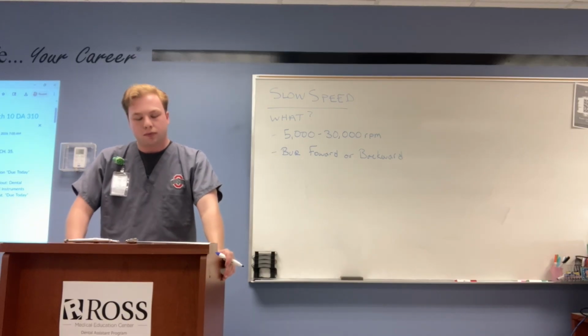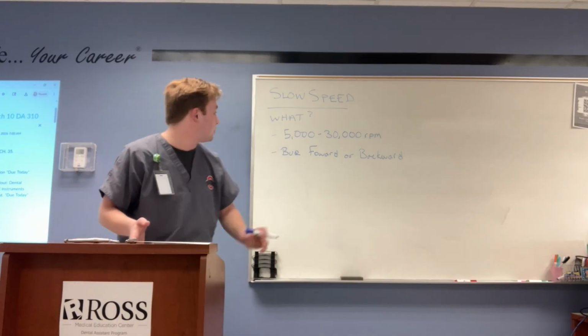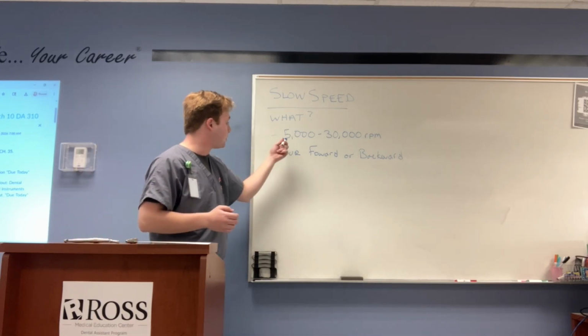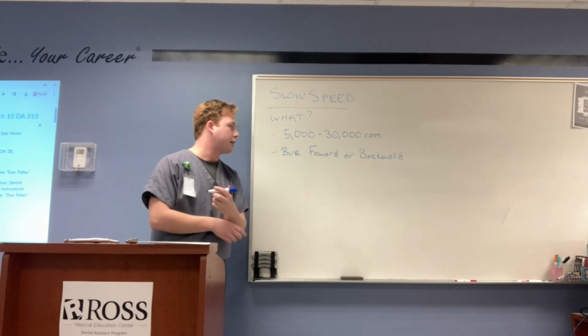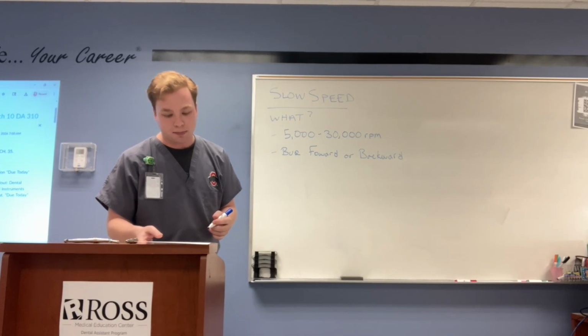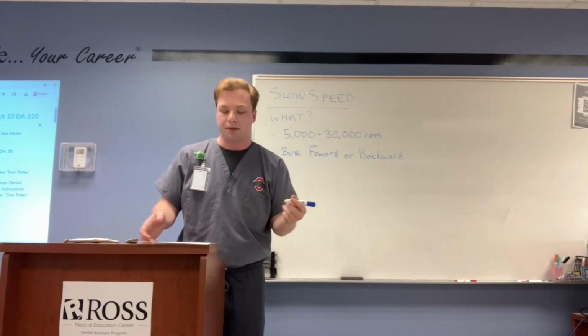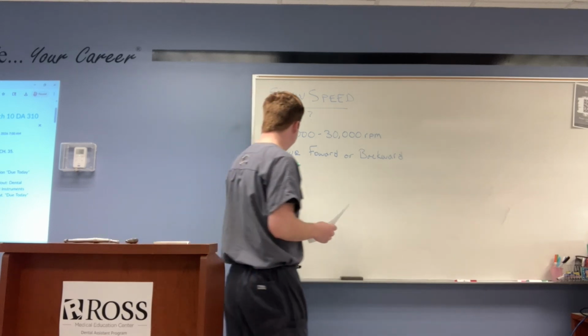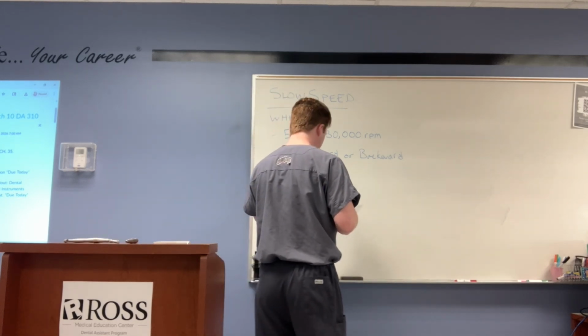So what can you do with it? Well, what is it? It's a slower speed. It's 5,000 to 30,000 RPM. You can move it forward and backward, but we can use it with a couple different things. We can use it with 3 different attachments. So 3 attachments. What are they?